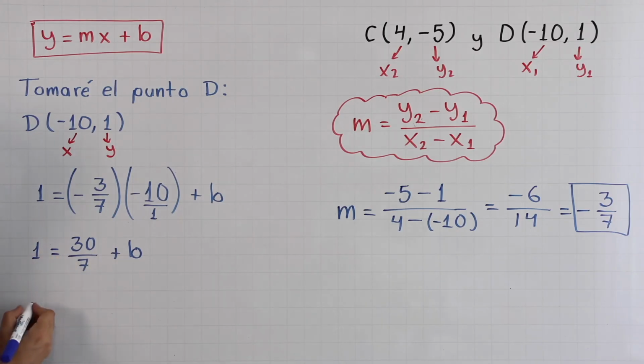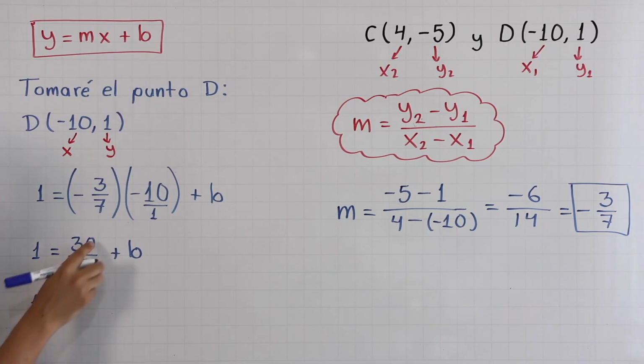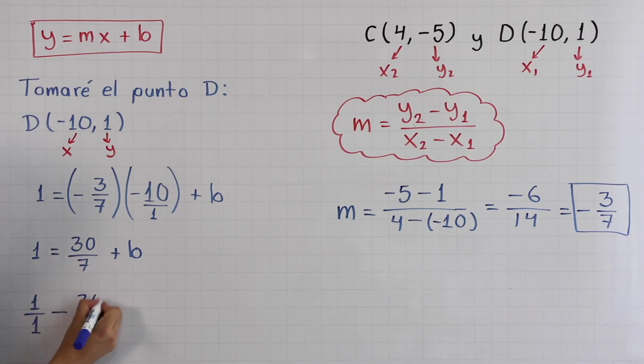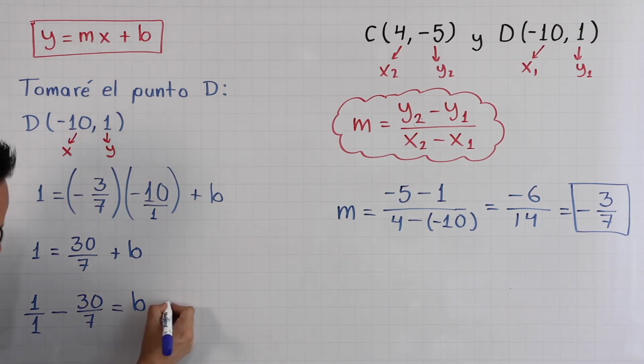All right, here I'm going to continue with this. 30/7, I'm going to move it to the other side as a subtraction. So here we have a whole number. I'm going to write it like this for now. Minus this, 30/7, I'm putting it as a fraction, so I can solve the subtraction of fractions. Okay, and this? Well, now it is equal to b.